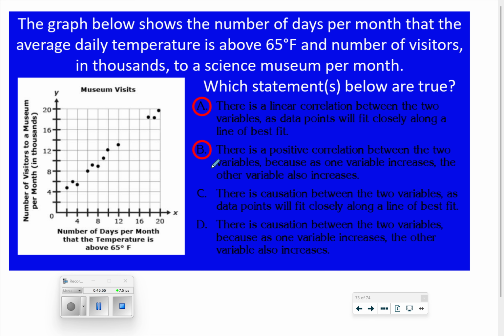All right, A and B. There is a linear correlation between the two variables as data points fit closely along a line of best fit. See? All right, there is a positive correlation between the two variables because one variable increases and the other variable also increases.